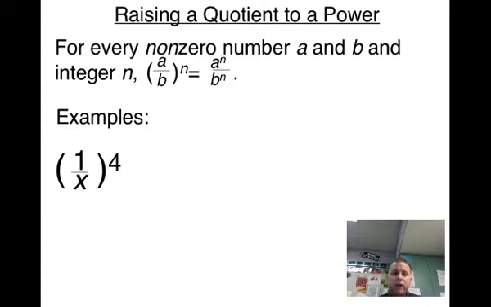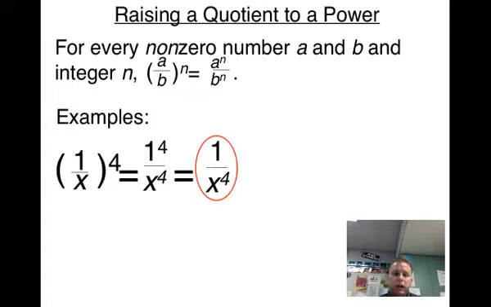So some examples would be if I have 1 over x, that quantity to the fourth power, then it would be 1 to the fourth power over x to the fourth power, which would just be equal to 1 over x to the fourth.